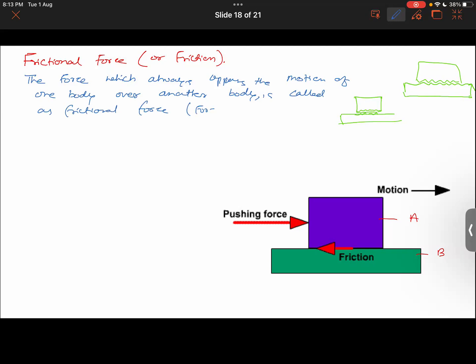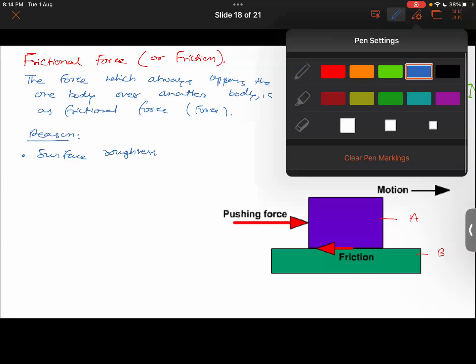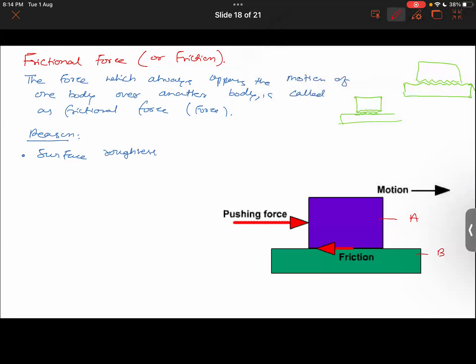Friction. Okay, now what is the reason behind the frictional force? The reason is the surface roughness, no? The interlocking between the two rough surfaces. Exactly. The two surfaces basically get interlocked into each other.